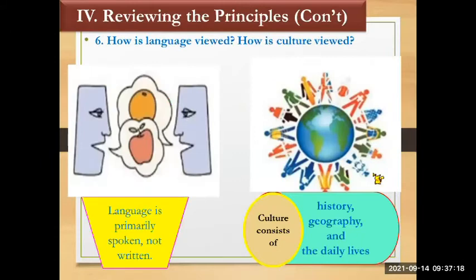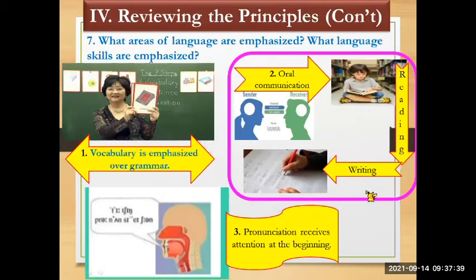Number 6, how is language viewed? How is culture viewed? Language is primarily spoken, not written, and culture consists of history, geography, and daily lives. Number 7, what areas of language are emphasized? What language skills are emphasized? Vocabulary is emphasized over grammar. Only everyday vocabulary, and it is taught through known words, demonstrations, and again, pictures and gestures.